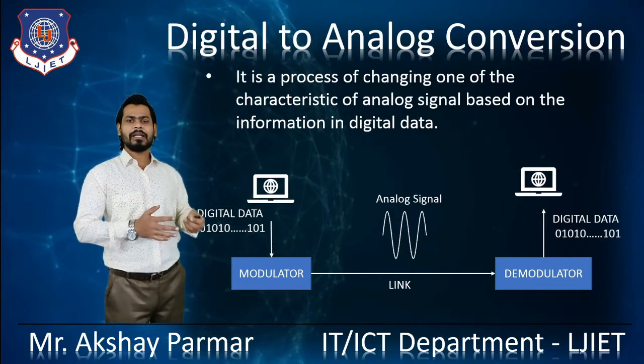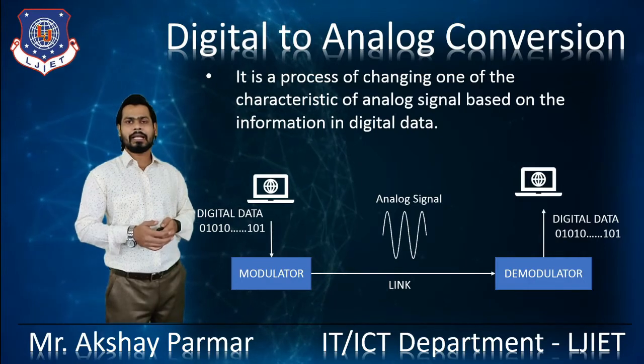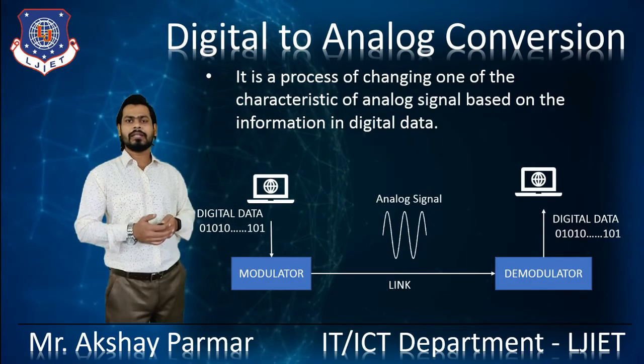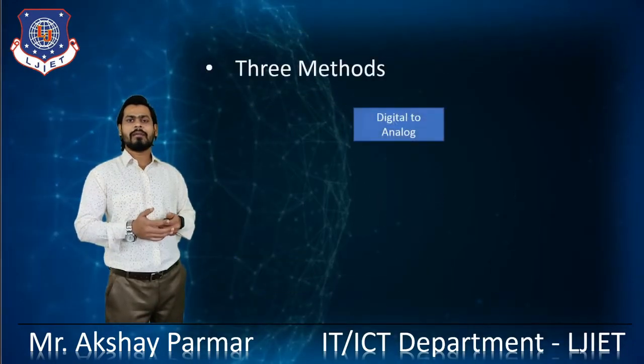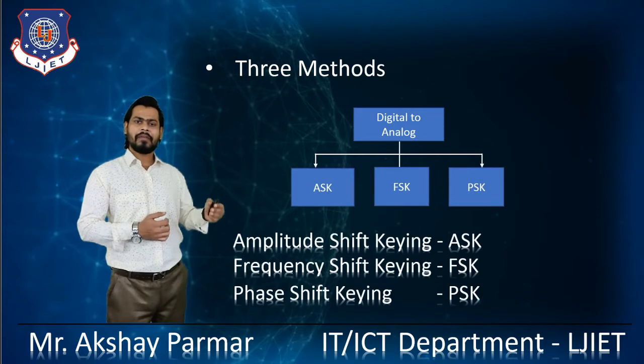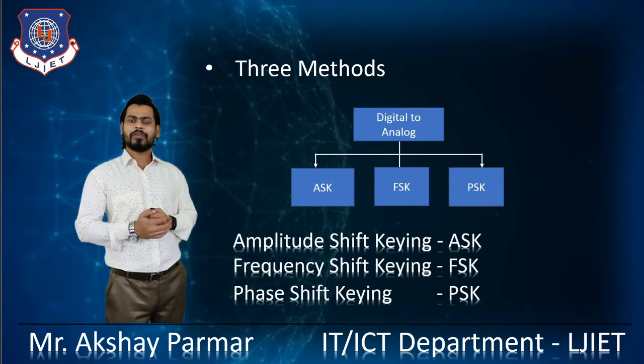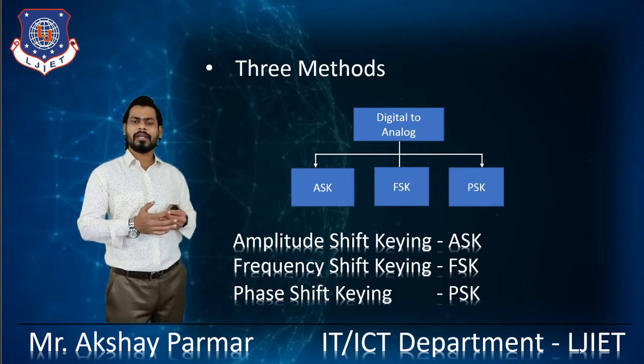To convert digital data into an analog signal, there are various techniques. In digital to analog conversion, there are mainly three methods: ASK, FSK and PSK. ASK stands for amplitude shift keying, FSK stands for frequency shift keying, and PSK stands for phase shift keying. Let's see them one by one in detail.